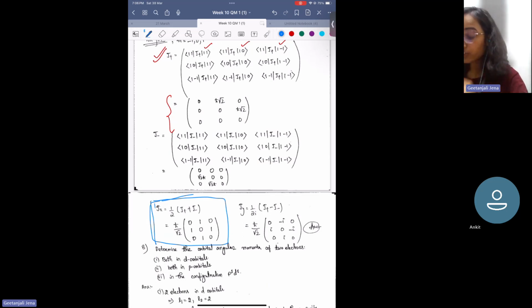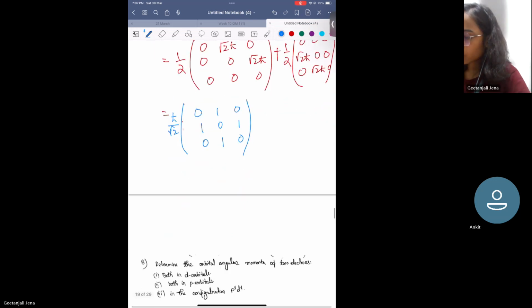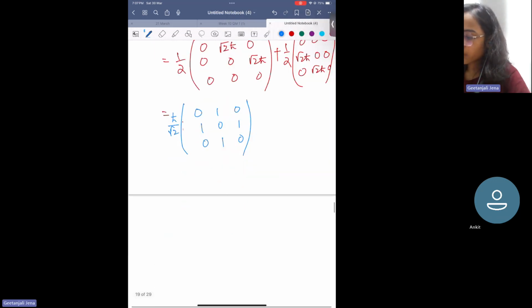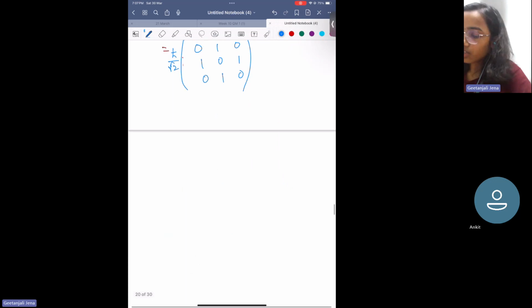Similarly, for jy, you just have to take the minus of j plus with j minus and multiply 1 by 2i. So if you do it, you will get this one. So this is how you can calculate the matrix for j equal to 1.